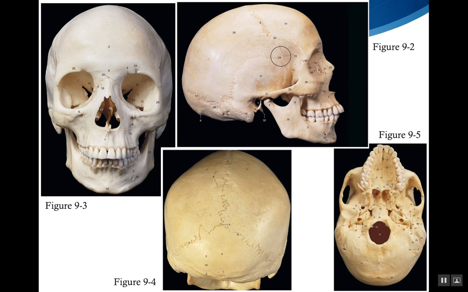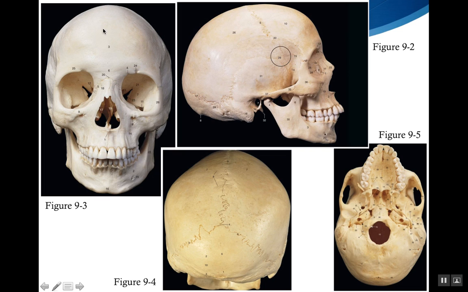All right, so we've got several views of our skull here. Figure 9.2 is a lateral view right here from the side. Figure 9.3, this is the frontal view. Figure 9.4, that's the posterior view of the skull. And then figure 9.5, that's the external base. So if you took off the lower jaw here and then turned the skull upside down, then you would see the maxilla, the upper jaw here of the skull. So we're going to talk about just a few of the highlights here.